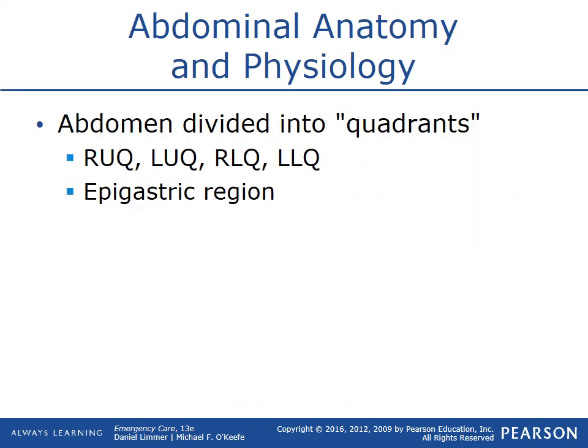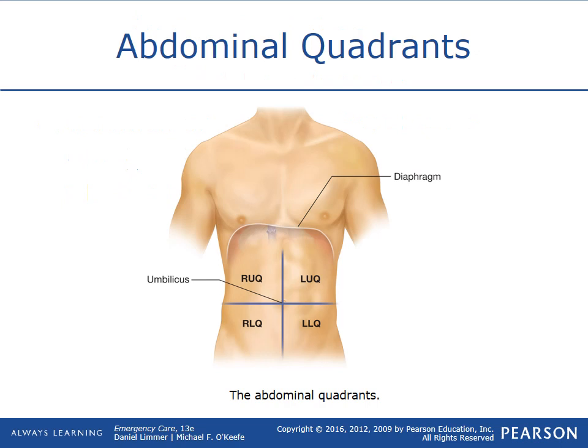The abdomen is divided into quadrants: right upper quadrant, left upper quadrant, right lower quadrant, left lower quadrant. And then you have the epigastric region, which is above the stomach. And this is a picture of the quadrants.